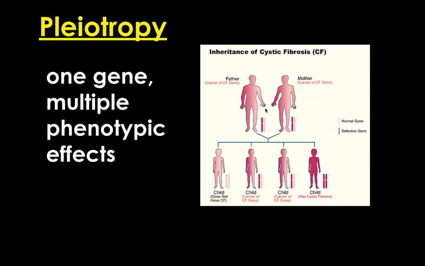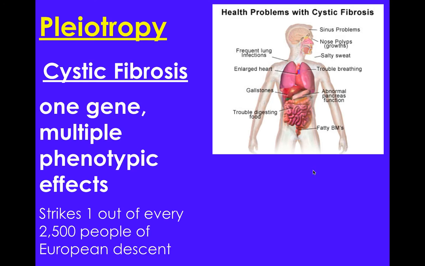For each one of their mating events, they have a 25% possibility of a child that does not have CF. They have a 50% possibility of having a child that does exhibit the defective gene or is a carrier of CF, and they have a 25% possibility with each mating to have a child that has cystic fibrosis. So again, one gene, but it has multiple phenotypic effects. Cystic fibrosis is fairly common. It strikes one out of about every 2,500 people of European descent.